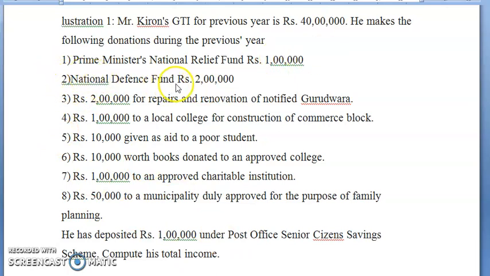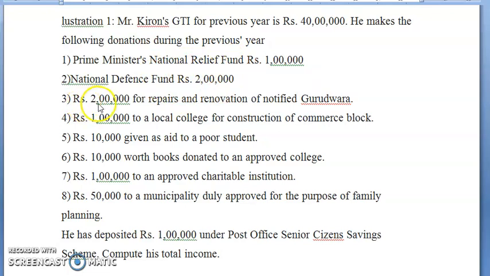Next, NDF, National Defense Fund or Kargil Fund, which we studied, rupees 2 lakh. This is also a similar item which will come under without limit donations. So the first one is 1 lakh, the second one is 2 lakh, and both come under without limit donation.